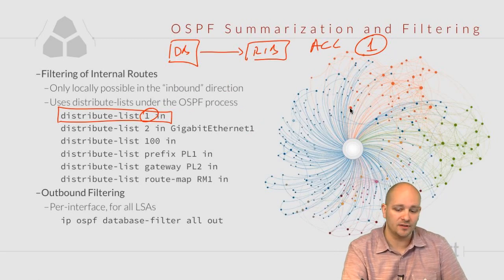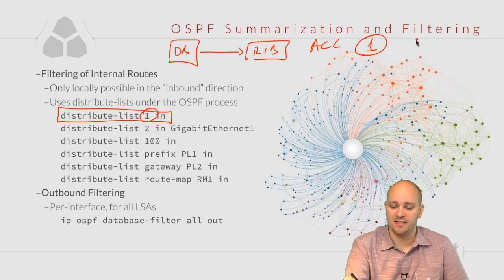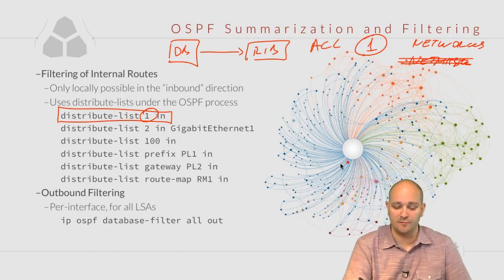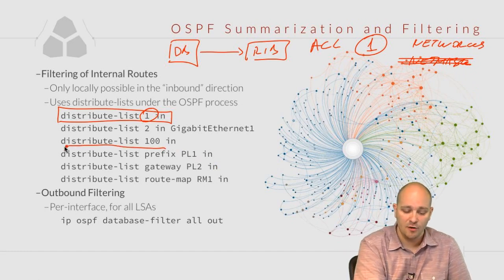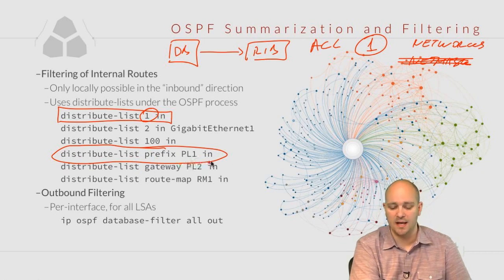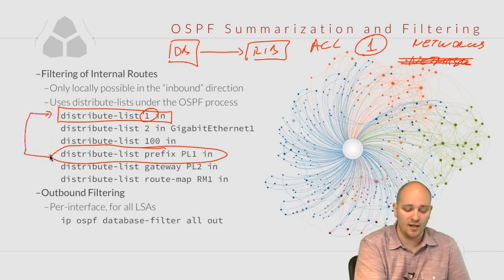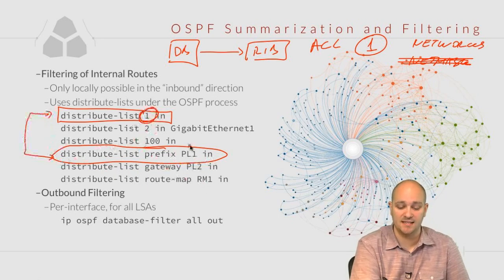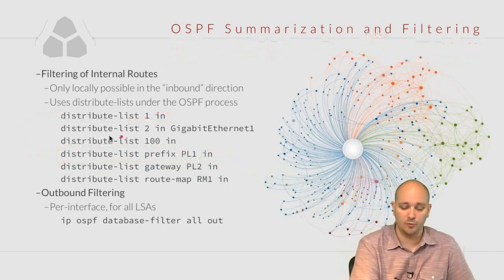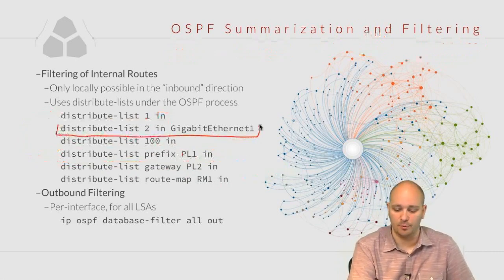And remember, when we are filtering using access lists, what we can specify are the networks, but we cannot match the net mask. So with access lists, filtering on the net mask, the prefix length, is not possible. If we wanted to match specific prefixes, we would use, for example, this syntax here. We would use distribute-list prefix PL1 in. These two are roughly equivalent, except that this one uses an ACL and this one uses the prefix list.